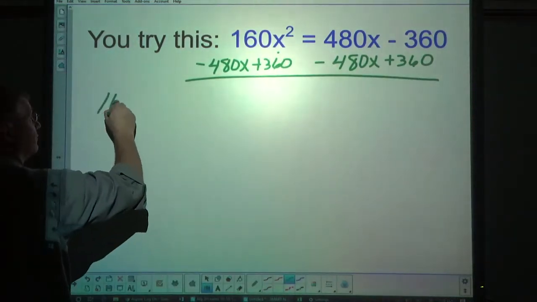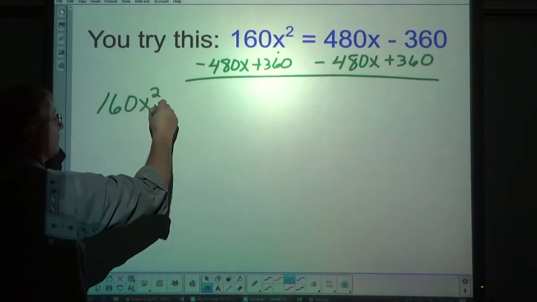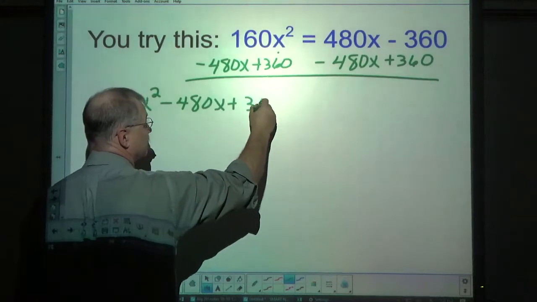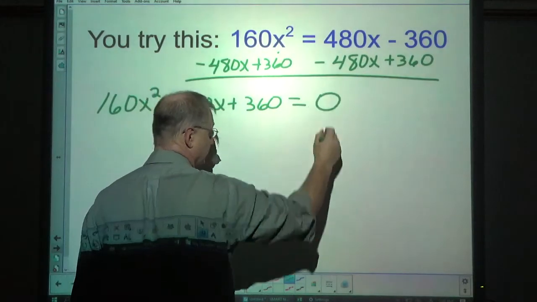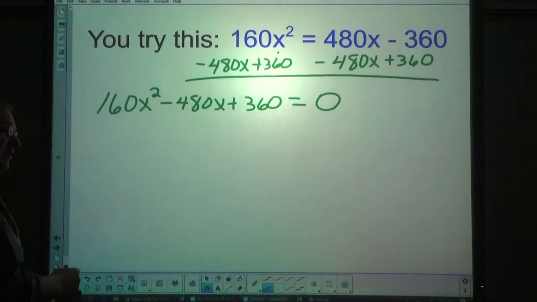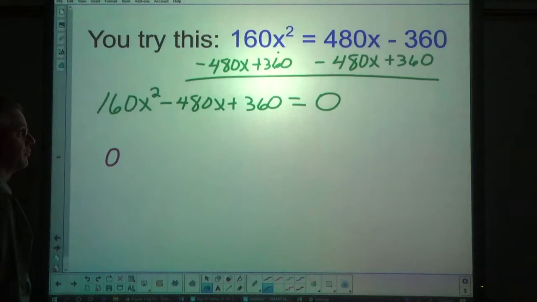Descending order, 160x squared minus 480x plus 360 equals 0. Now, the next step in this process is to factor out the GCF. Well, we know 10 is going to be part of the GCF, but it's probably not the biggest part. So I'm going to put a 0 down just for my own peace of mind.